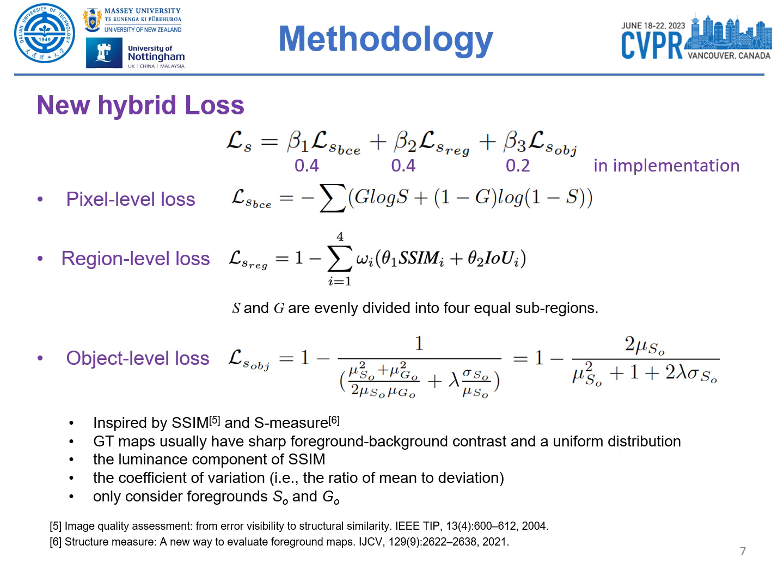respectively. We also introduce object level image similarity measures to form an object level loss. Since the GT map usually has sharp foreground-background contrast and uniform distribution, the predicted saliency map should also have these properties. We use the luminance component of SSIM and the coefficient of variation to model these two properties respectively.